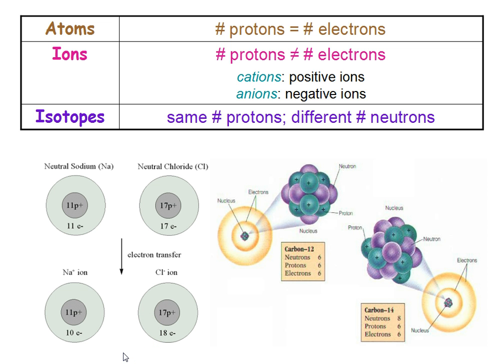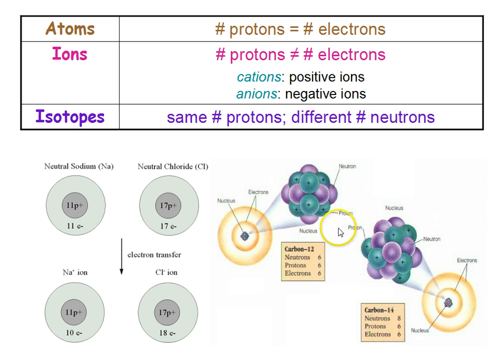Remember that the protons can't change or else your element changes, but the electrons can be lost or gained to form ions. And the terms underneath that, cations and anions, should be reviewed for you. This is a positive ion, so sodium would be called a cation, while chlorine would be a negative ion, so it would be called an anion.